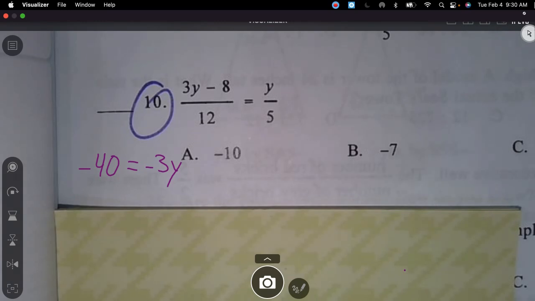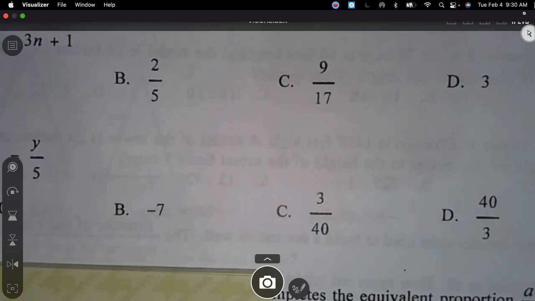What do you do? Divide by what? Okay, so which one of those looks like you're dividing by 3? C or D? You have to divide both sides by negative 3. But I don't know which one goes on top. Look, I divide by negative 3. What's in the bottom? What does that look like? It was 3 over 40 or 40 over 3.